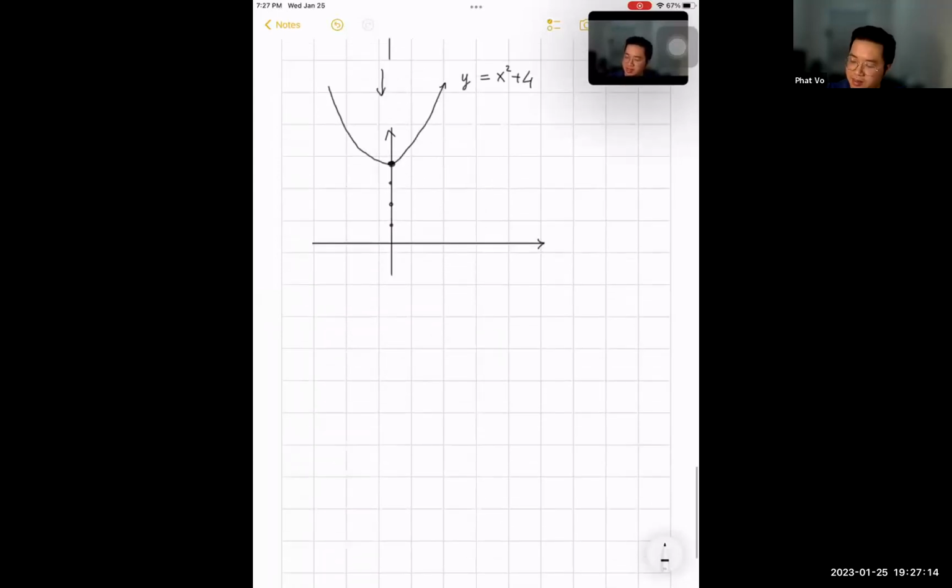So I will give you another example. We have the function; get the graph of the function y equals square root of x minus 2 by using the graph of y equals square root of x.